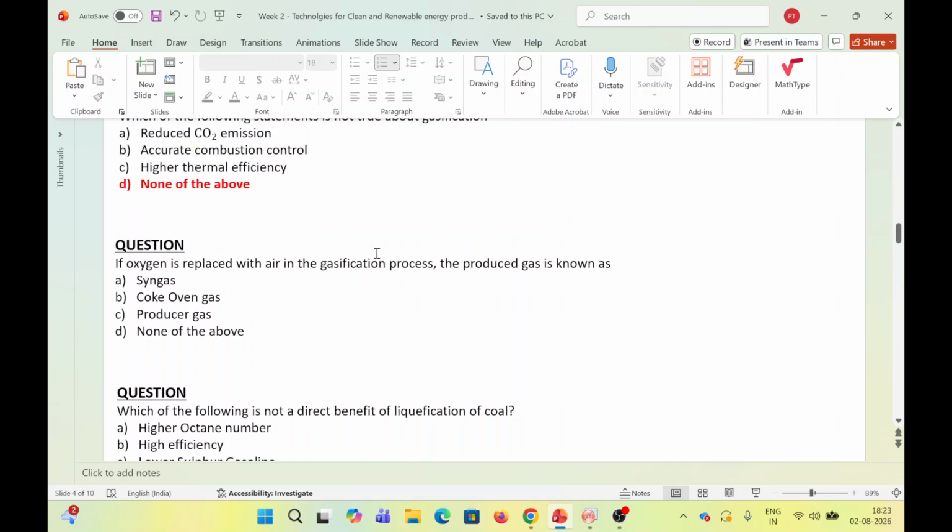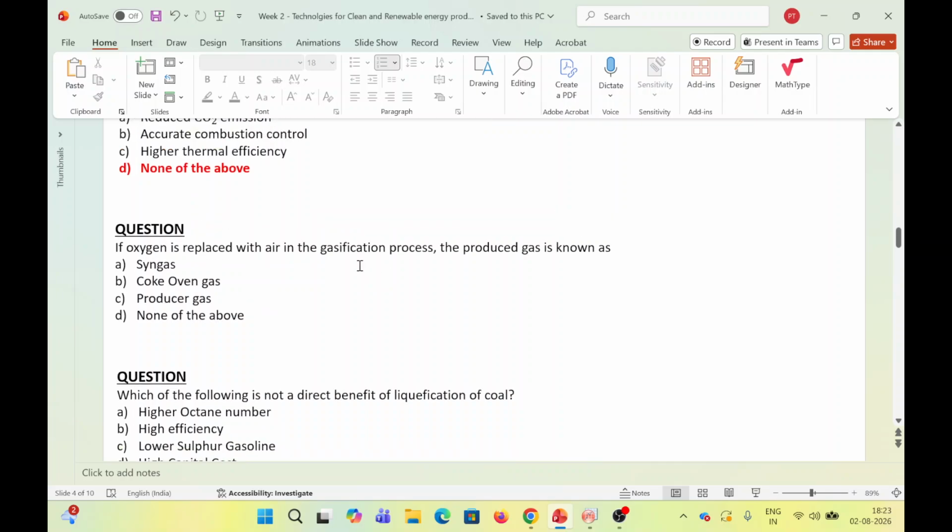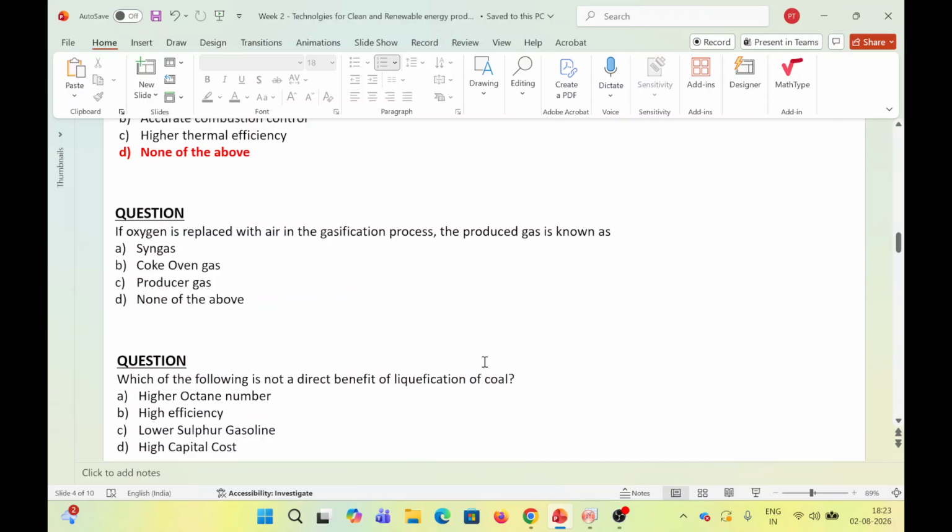Next question. I hope there are no doubts in this because it's a straightforward one. So let's proceed to the next one. If oxygen is replaced with air in the gasification process, the produced gas is known as syngas, coke oven gas, producer gas, or none of the above.